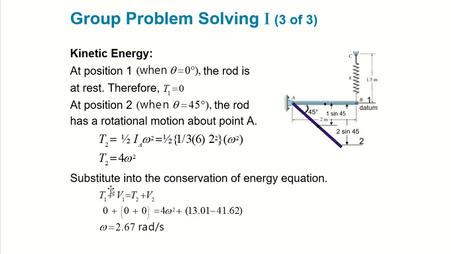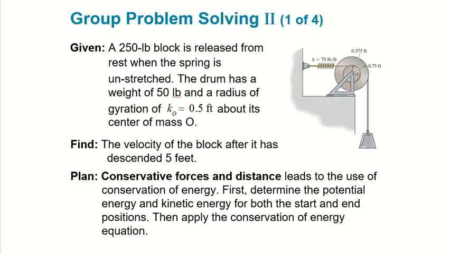Since angular velocity is what we want to look for and we don't know it, you can solve that equation, calculate it, and you will get 21.67 radians per second. So we're doing the same thing again and again.